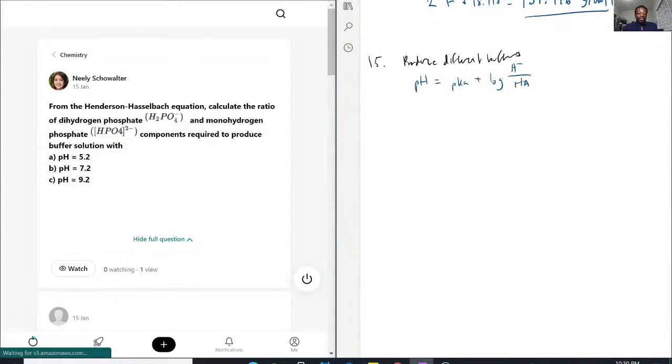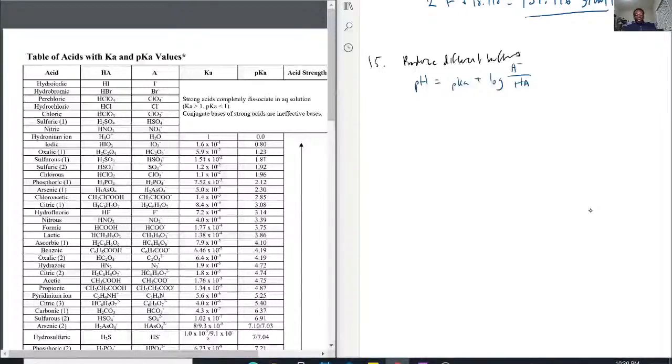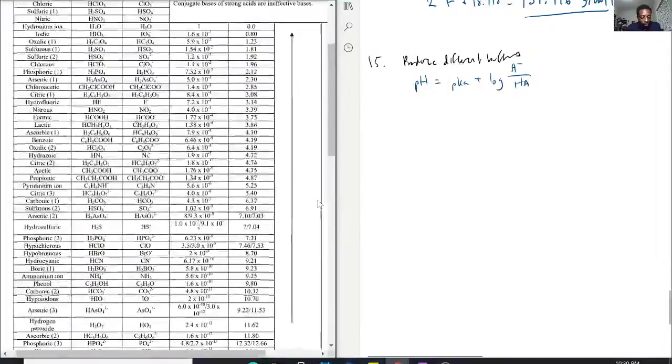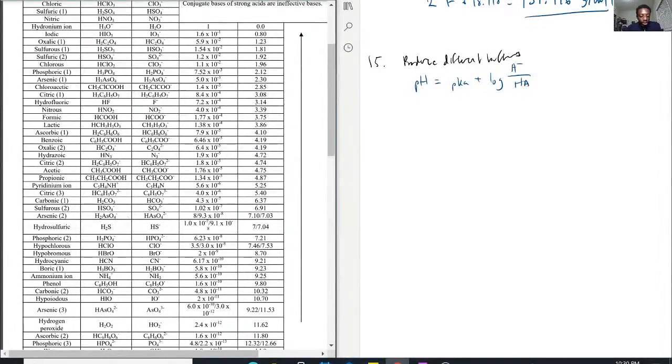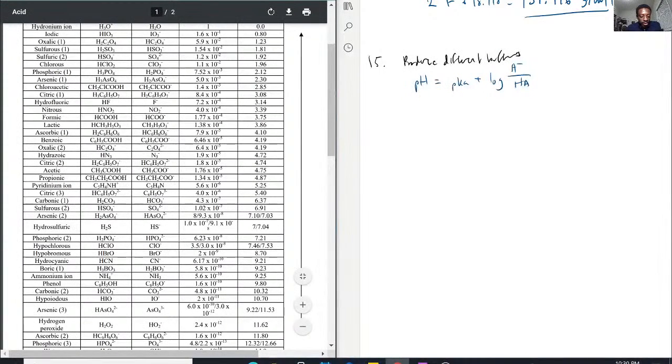Okay? So with that being said, a pH of 5.2. The key thing here is that we still need the pKa, okay? And the pKa, hopefully you can find on the acids and bases sheet, tells us what we'd be adding or multiplying with, if need be. So let's see if we can find it, because we have a lot of acids here. Perfect. Phosphoric acid, the second part, which is H2PO4, because that is also known as the dihydrogen phosphate. So perfect. It's 7.21. Okay, so pKa is equal to 7.21.